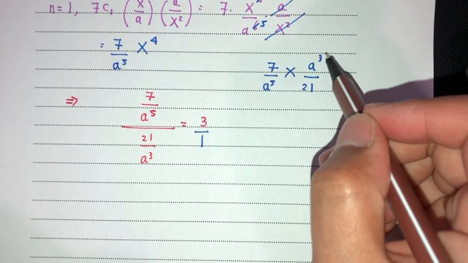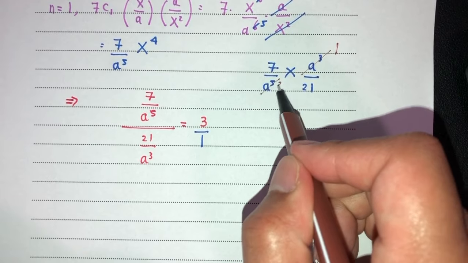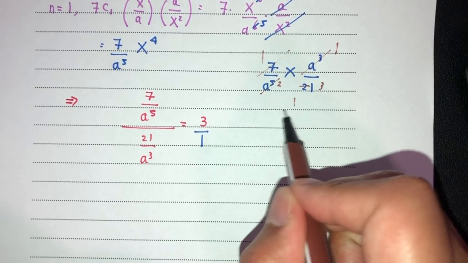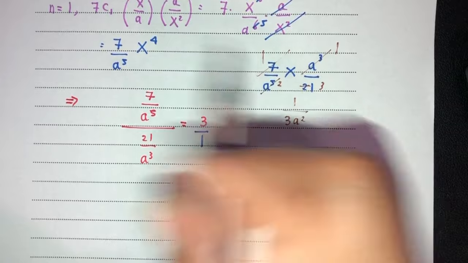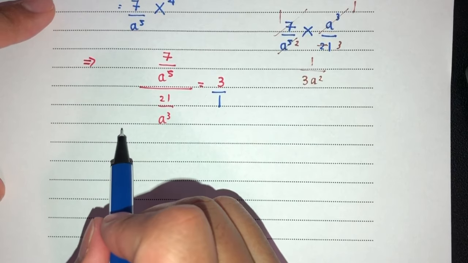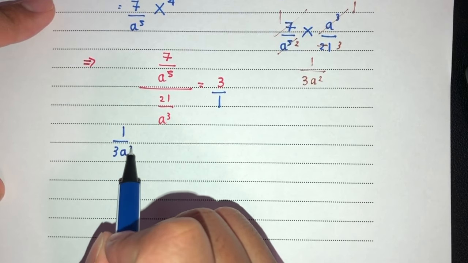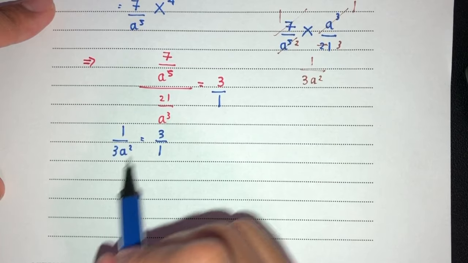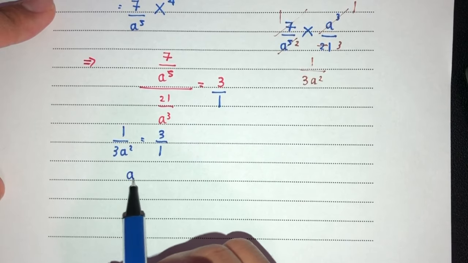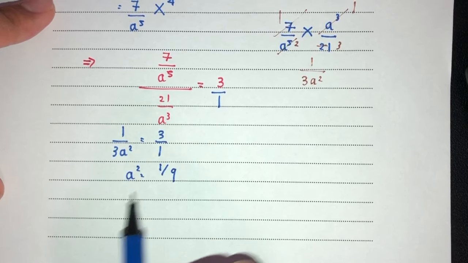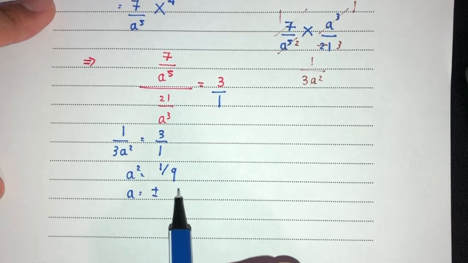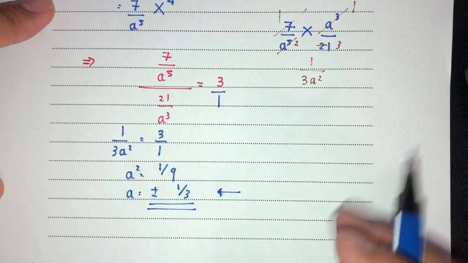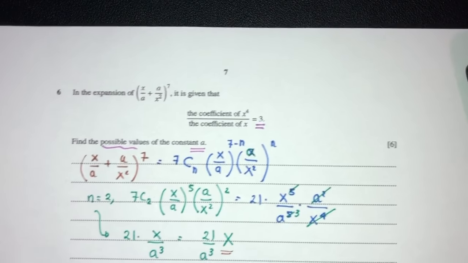That will become gone. That should become 2 here. That will be 1 and 3. That will become 1 over 3a squared. So right now we have the value of 1 over 3a squared is 3. Therefore, you would say, send this here and this here. A squared is a value of 1 over 9. So a will be the value of plus minus 1 over 3. So these are the two possible values of a for your answer here for question number 6.